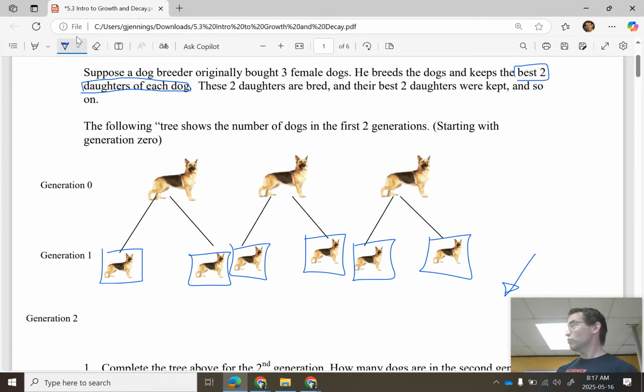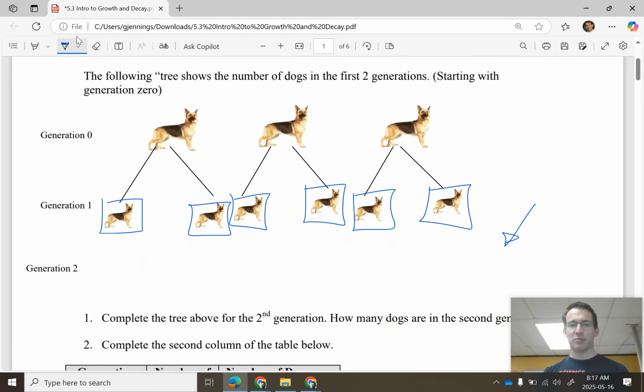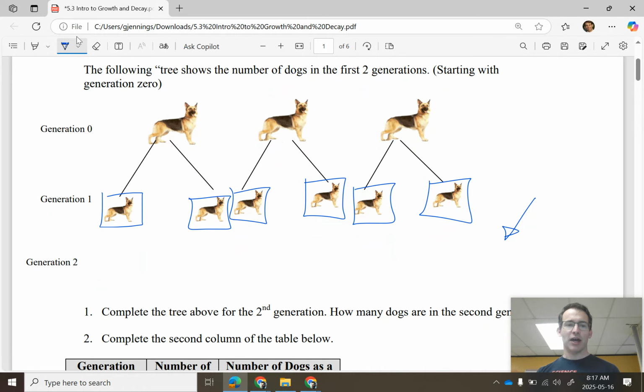How'd you do that? Did you draw each of the dogs? You're a speed artist. Okay, I'm not going to do that. I'm just going to say, as you said, 12. So how did you get that number? Just multiply by 2. Okay, cool.